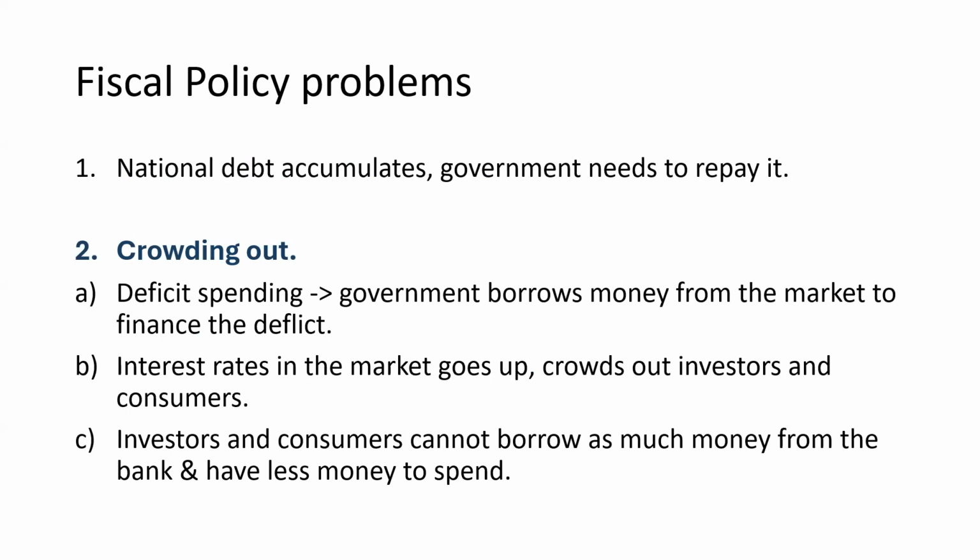Also, if the government spends in deficit, it has to borrow a lot of money from the market to finance the deficit. This increases interest rates in the market and crowds out investors and consumers, meaning they cannot borrow as much money from the bank as they could. Thus, people have less money to spend, and it negatively impacts aggregate demand. This is called the crowding out effect.